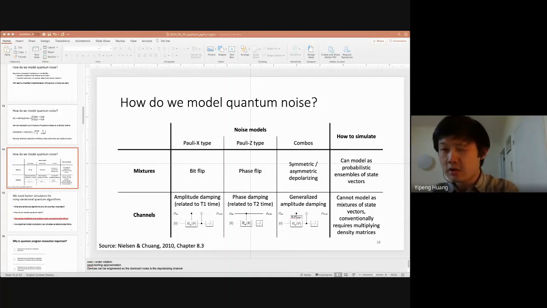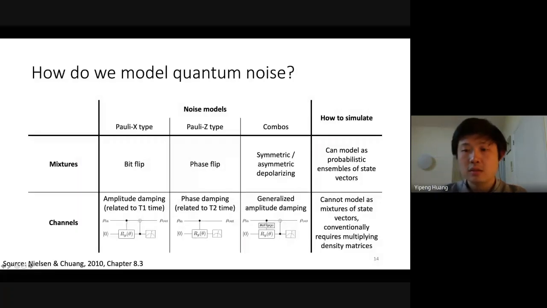And yes, in general, these matrices at this point might not be unitary. Good question.